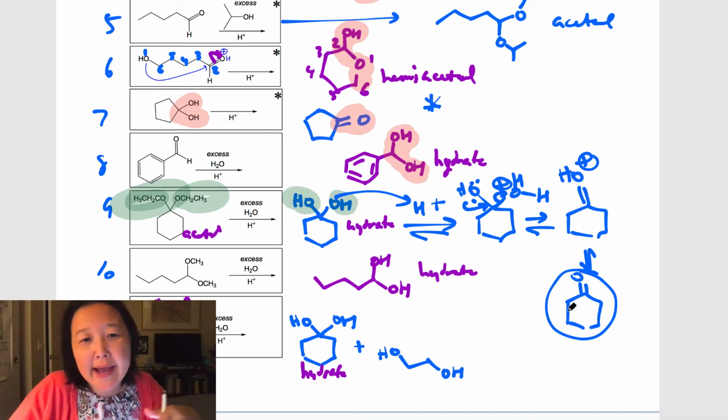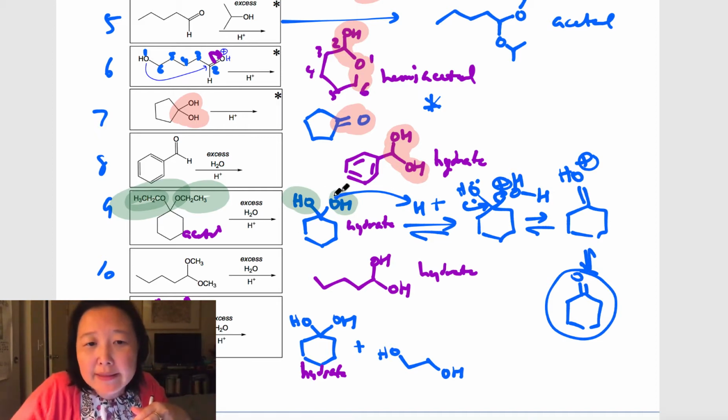So just FYI, in this case, we have the hydrate because it says excess water. If it didn't say excess water, it just said H plus H2O, then we'd probably take this and convert it all the way to the ketone or aldehyde. So keep that in mind because we're going to use that later.